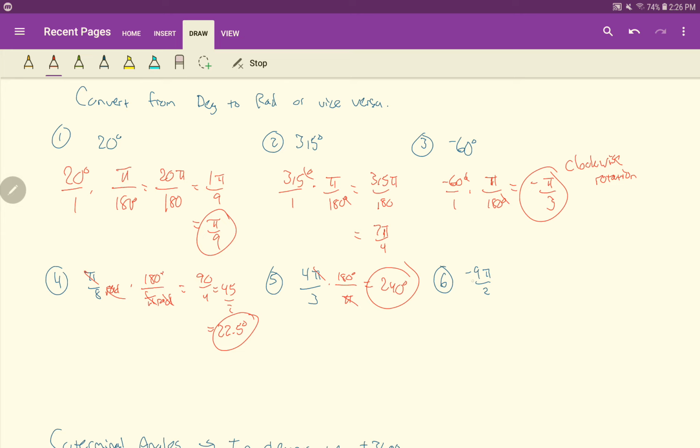Okay, and then negative 9 pi over 2, again, times 180 over pi. Pi's cancel. 180 divided by 2 is 90. 90 times negative 9 is negative 810 degrees. And again, a negative angle. Okay?